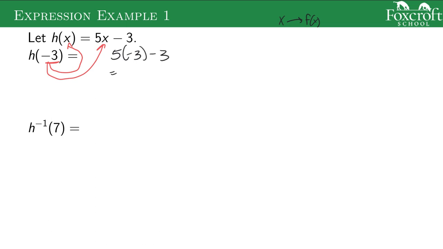And just make sure you're always careful when you're plugging stuff in. You're using your parentheses to kind of separate it away from stuff. But here we get -15 minus 3 is -18.